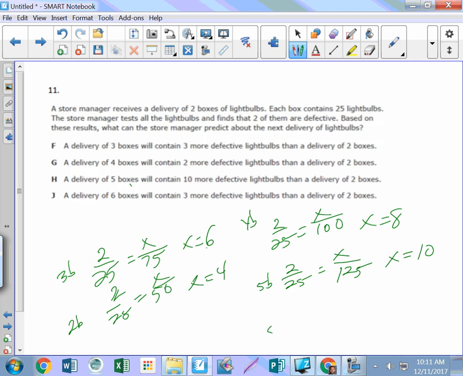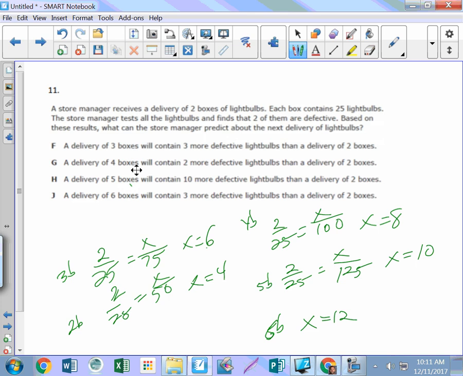If you do 6 boxes, 6 boxes is going to be x equals, let's use x equals 12. So 6 boxes will contain 3 more than 2 boxes. 12. That's 8. What am I doing wrong here? Every 3 boxes will contain 3 more defective light bulbs than 2 boxes. So 3 and 2.